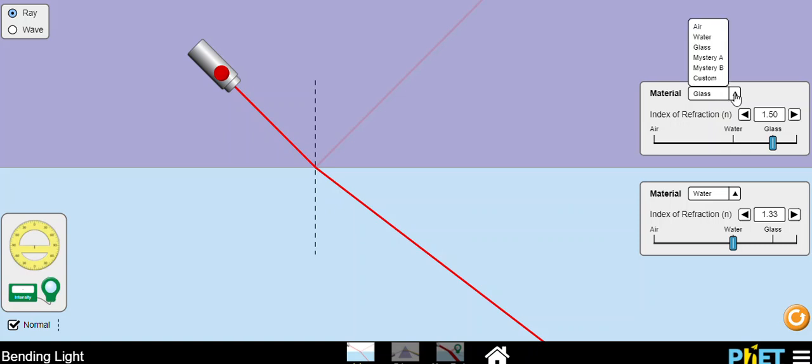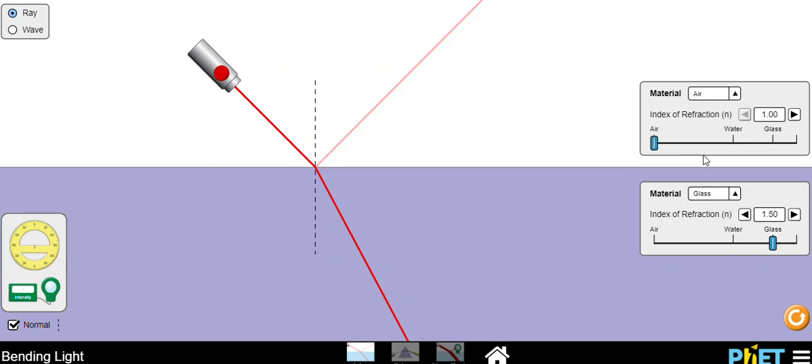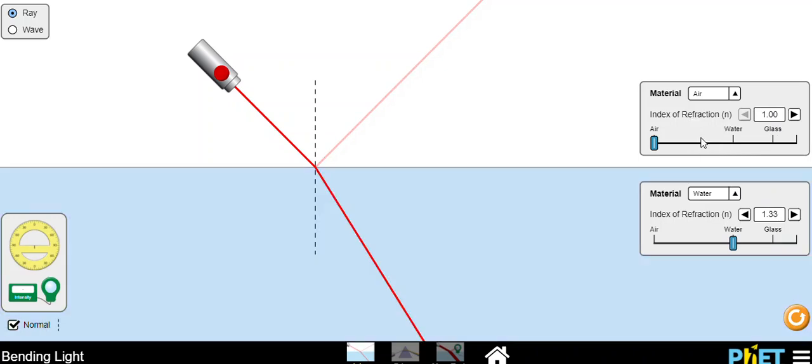So this is very important to understand, that you can change the material or the mediums that are involved in the problem. So you can have air and water, and you can have air and glass, for example. And always just look at the index of refraction, how it's changing when you change the material. So let us leave it like air and water.